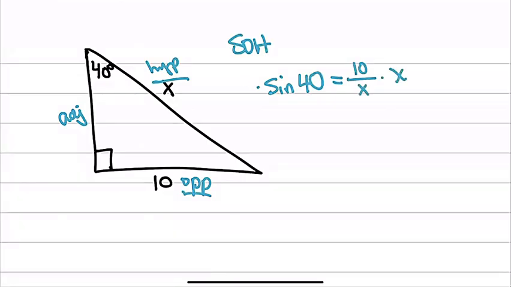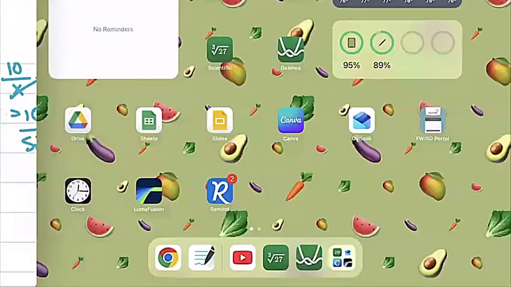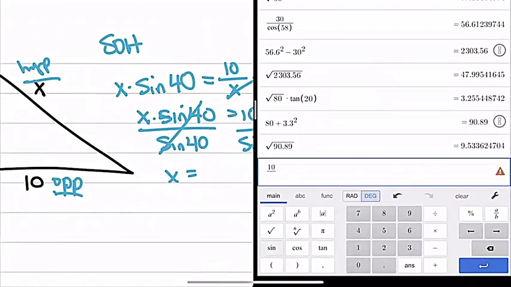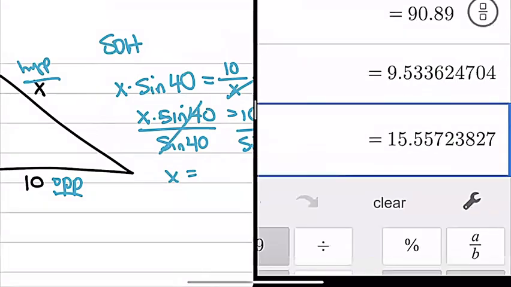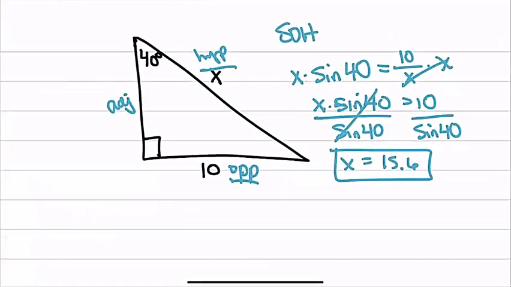So you'd multiply both sides by x. That would cancel here. We would get x times the sine of 40 equals 10. And then you just divide by sine of 40 to get the x by itself. And then you just type that part in the calculator. So I would do 10 divided by the sine of 40. And I got 15.557, so 15.6. And then you wouldn't have to do anything else past that, right? Because it doesn't ask you for all of the sides. It just asks you to find x.